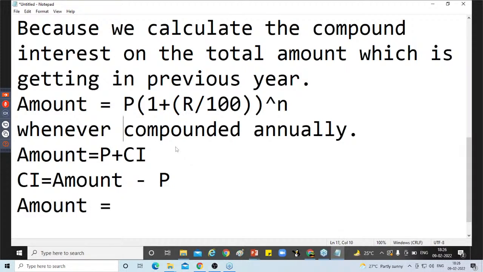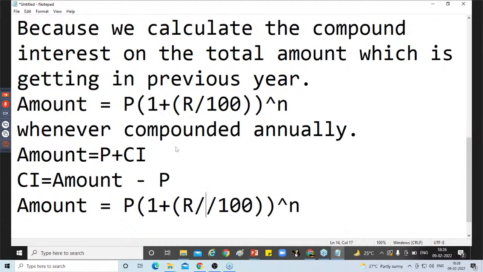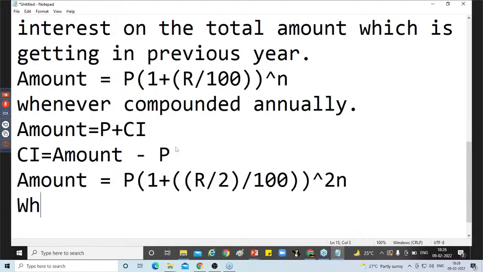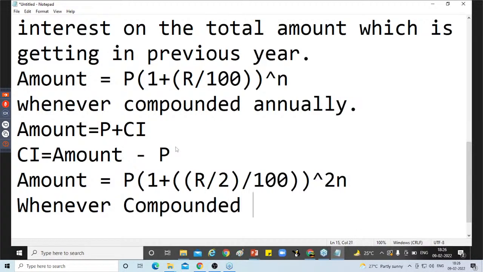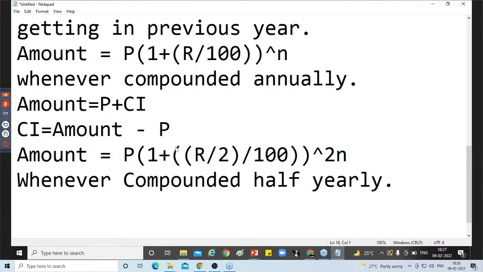Amount is equal to P into (1 plus (R by 2) by 100) whole power 2n. So whenever you have to implement this formula, in particular, whenever compounded half yearly.